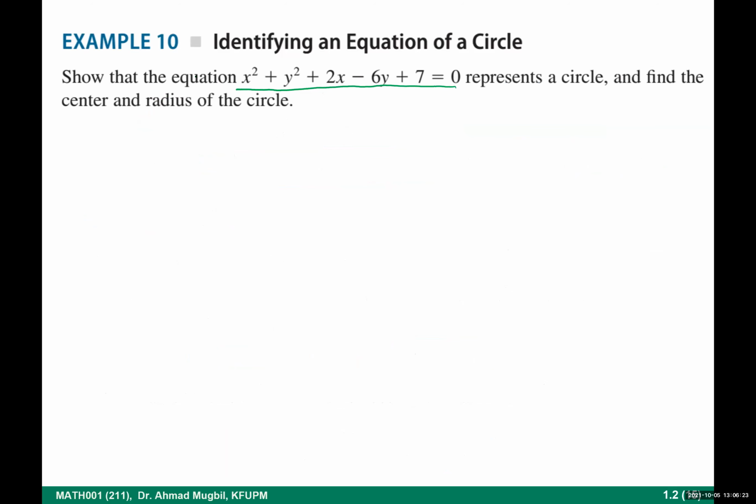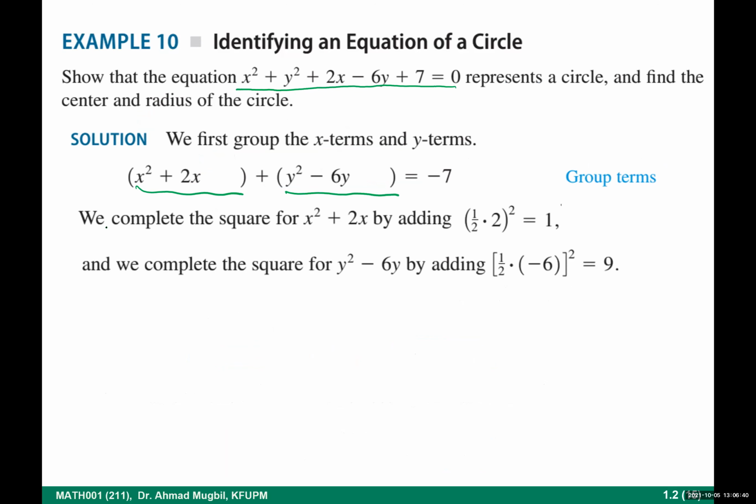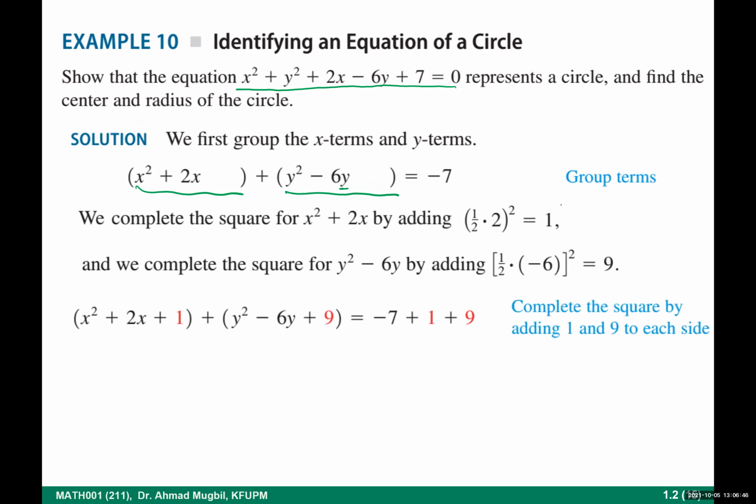What you will do is a kind of grouping. You will combine the x terms together and the y terms together. Then you will ask yourself, what is the coefficient of x? 2. What is half of 2? 1. Square it, 1. So you will add 1 to both sides. Similarly, the coefficient of y here is negative 6, divided by 2, negative 3. Square it, 9. Add 9 to both sides.